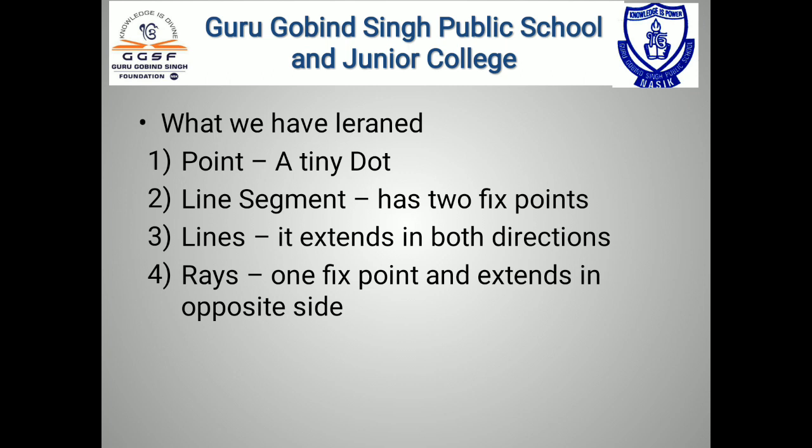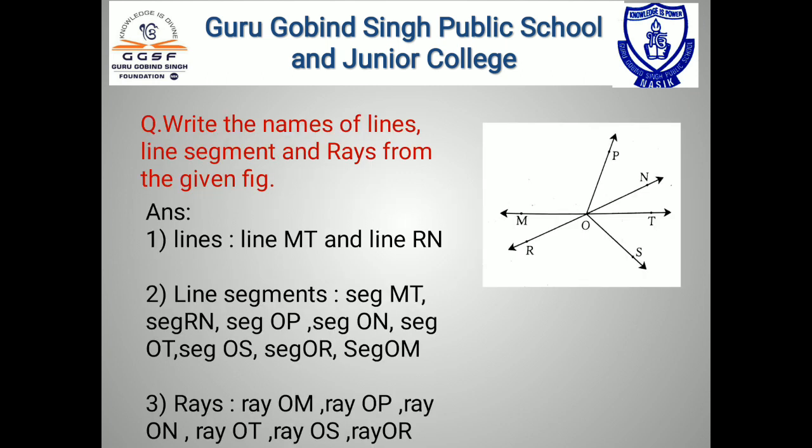Now we will take one example. Write the names of line, line segment and rays from the given figure. Look at the figure. First we have to write the names of line. Now lines means what? It extend in both the direction. So first we will take line M and T. The arrowheads are there. Obviously we can extend it. So our first line is line MT.